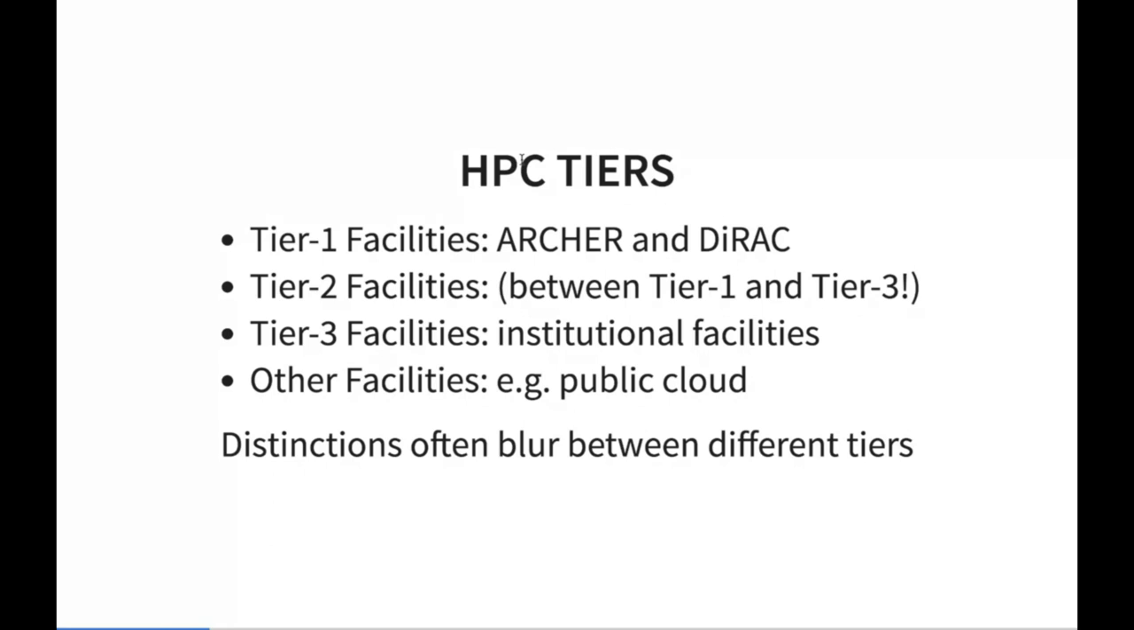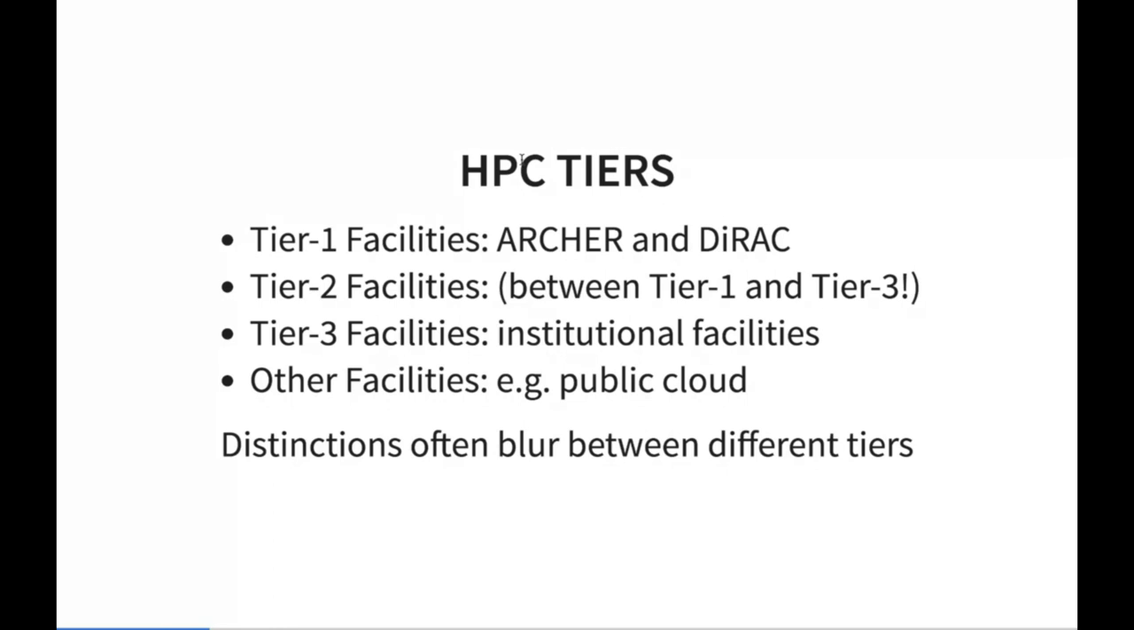The Tier 2 facilities are less well-defined. Essentially, the best definition I can find is that they're somewhere between Tier 1 and Tier 3, right? So you define them by their limits. In the UK, there are systems that are larger generally than people provide as an institution, but smaller than the large capability resources, the Tier 1 facilities. The only reason I raise this is because you'll often see things referred to as Tier 1 and Tier 2. In fact, some of the facilities in the UK are explicitly referred to as Tier 2. So it's just to clarify where that comes from.